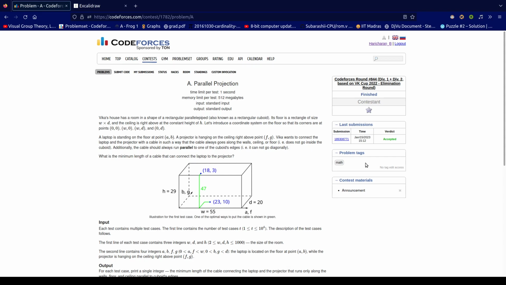Hello everyone, I'm Haricharan and today we'll be looking at the video editorial for Codeforces round number 844, and in this I was able to solve problems A, B, C and D. So we'll start by looking at problem A and that's called parallel projection.